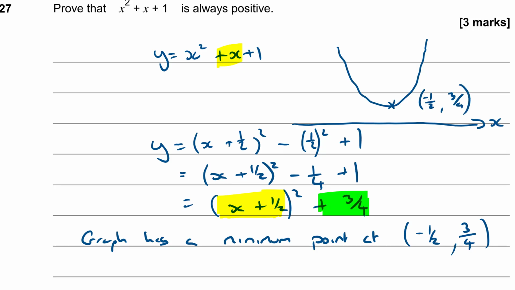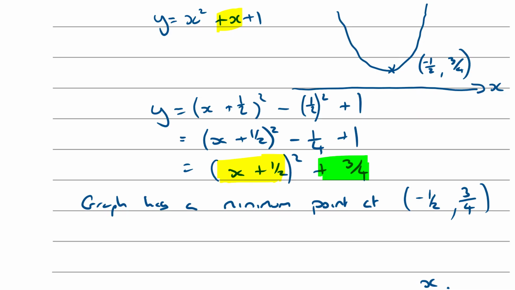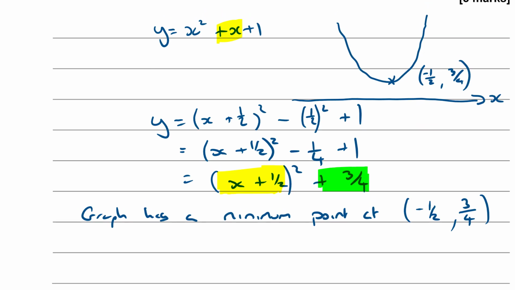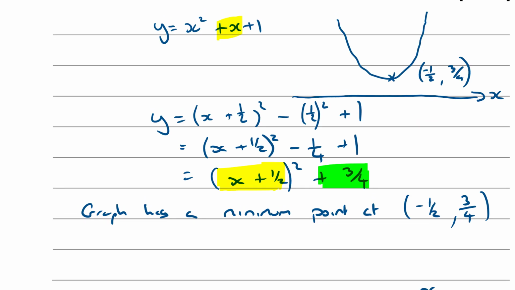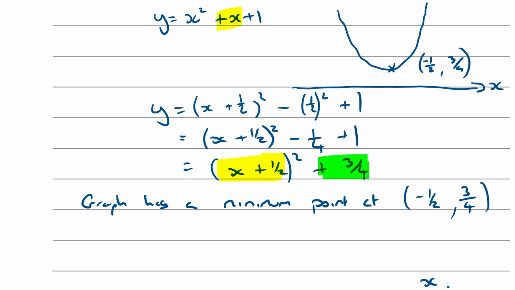And you can see then that 3/4 is going to be the lowest value that the expression can take. And therefore every value of x squared plus x plus 1 is always going to be that value or more than that value. In other words, it's always going to be positive.